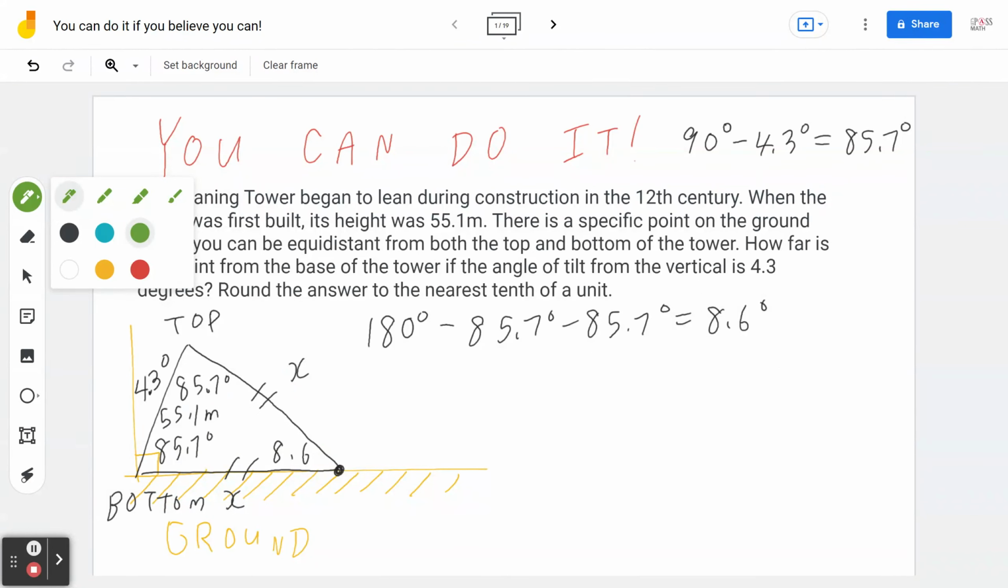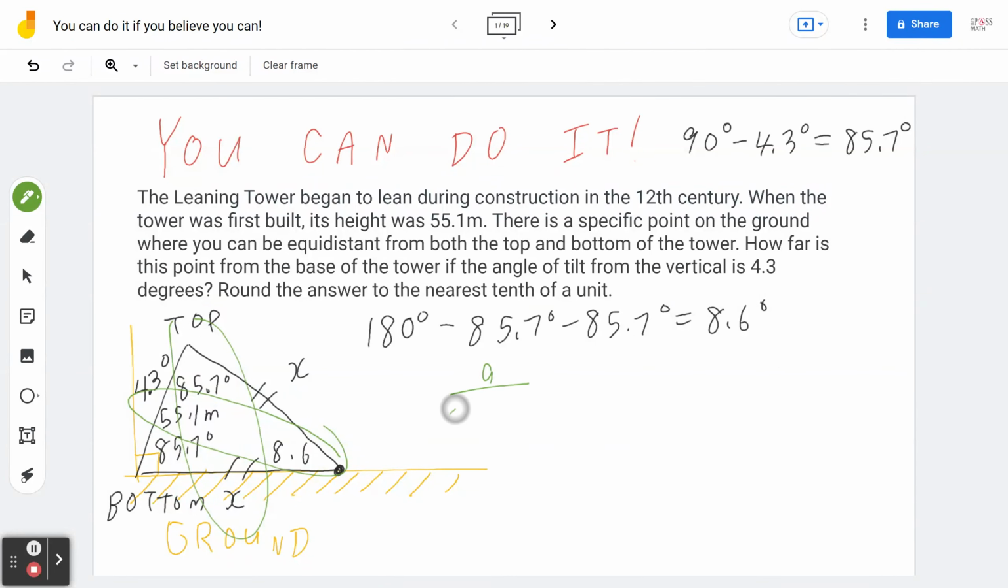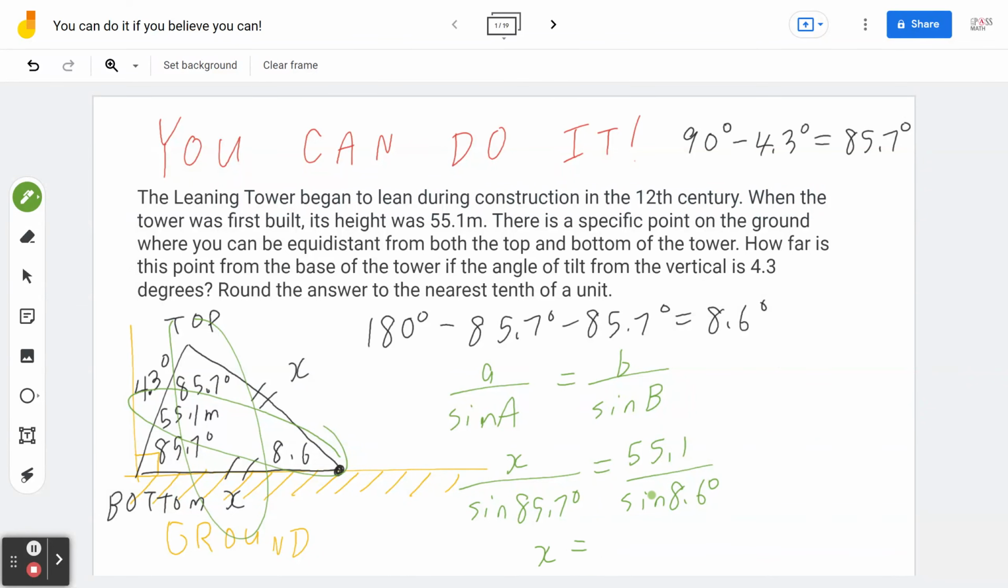Let's try again. So step 2, I grab this pair and this pair, and I can apply the sine law. Sine law means A divided by sine A equals B divided by sine B. In this context, A is x divided by sine of 85.7 degrees. B is going to be 55.1 meters divided by sine of 8.6 degrees. Now to find x, what you have to do is take 55.1 multiplied by sine of 85.7 divided by sine of 8.6 degrees.